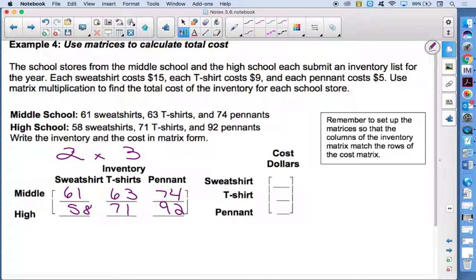Rows, you go across left and right. So I have 1 row for the middle school, 1 row for the high school. But we have 3 columns because we have sweatshirts, t-shirts, and pennants. When you look at the cost matrix, does anybody know why the cost matrix is listed up and down instead of it being listed left and right? Virginia?